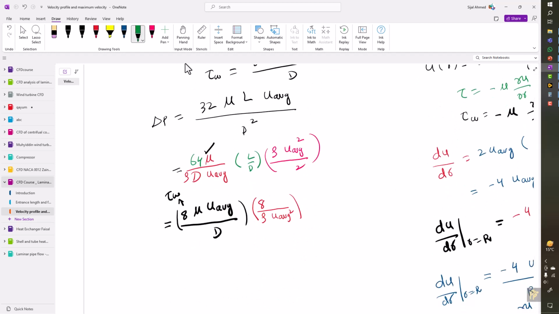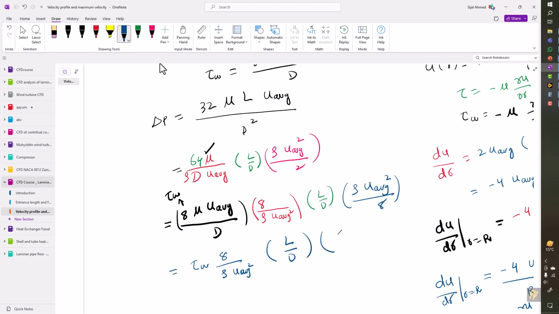So you can see that this is something like a same term we are getting here, and then write down the L by D same, and also rho U average square upon 8. So now I can write down this thing. This thing is a wall shear stress. This is the 8 upon rho U average square. Then we have the L by D, and then we have the density times the velocity average square upon 2.